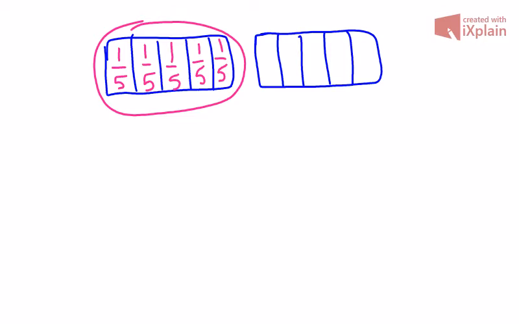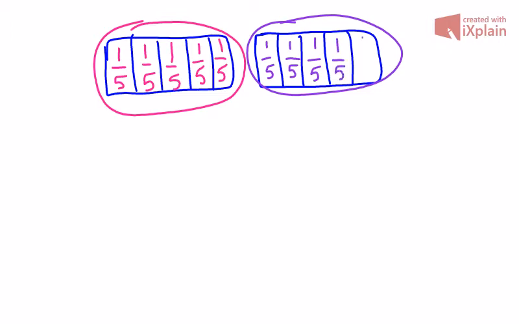Now, looking at the other shape individually, this shape only has 5 pieces in it too. So this part of the shape is worth 1/5. This part of the shape is worth 1/5. This part 1/5, and this part is worth 1/5, and this part is worth 1/5.